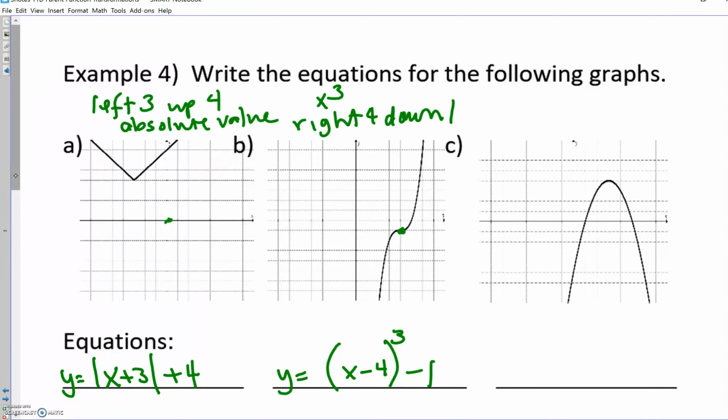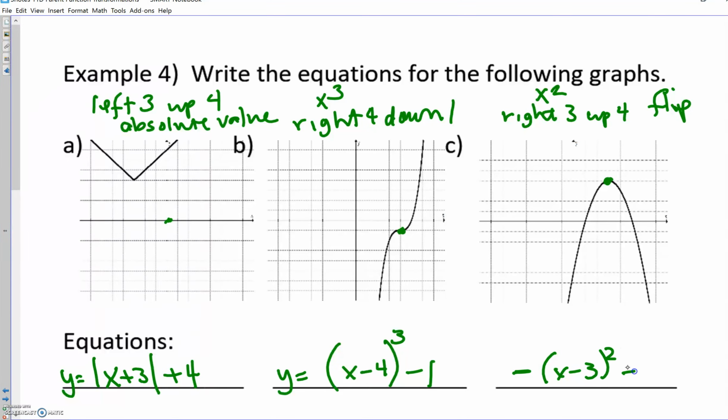C is a parabola, and it's upside down. And it went right 3. Again, we're focusing right there. That's right 3 and up 4. And it's the parabola shape, so we know that the parent is x squared. It's also flipped, so that means it's going to be a negative. Put in parentheses, it went right 3, so that's going to be x minus 3 squared, and then up 4, plus 4.